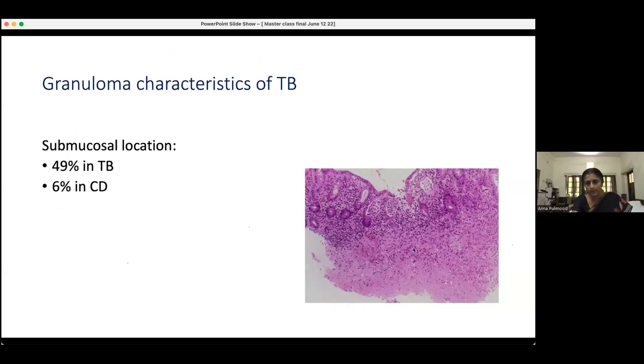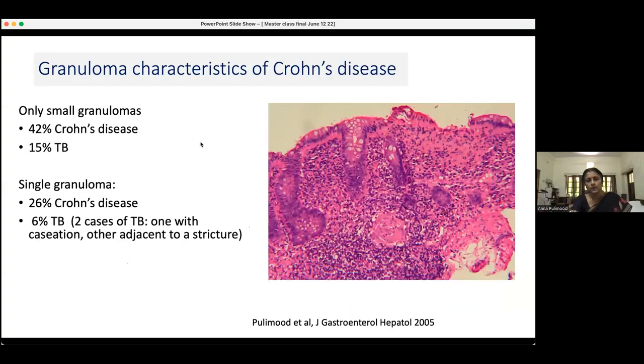Location of granulomas in the submucosa, interestingly, was far more common in tuberculosis than in Crohn's disease. 50% of TB cases had granulomas in the submucosa. Whereas in Crohn's disease, only small granulomas were seen in 40% of the cases, not even medium size, only small. But only 15% of TB cases had very small granulomas. Only one single granuloma in the entire biopsy was seen in a quarter of the cases of Crohn's, but very few of the TB cases.